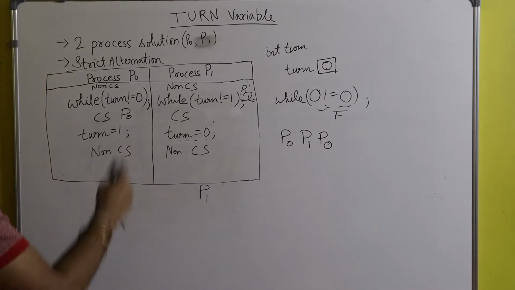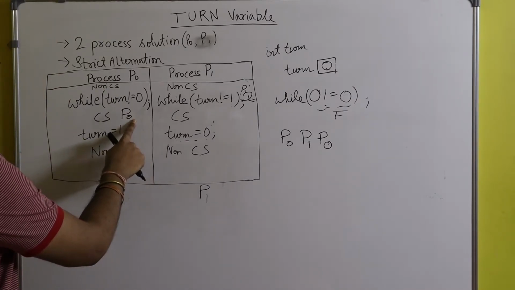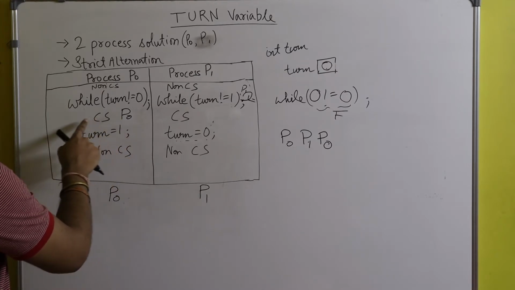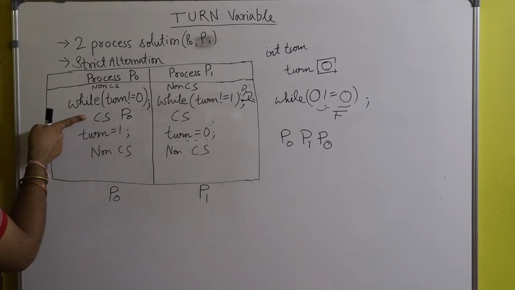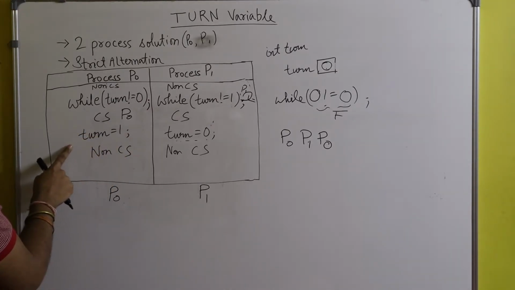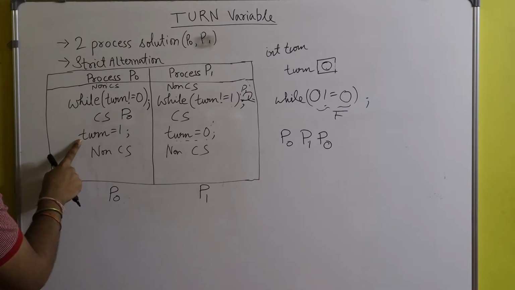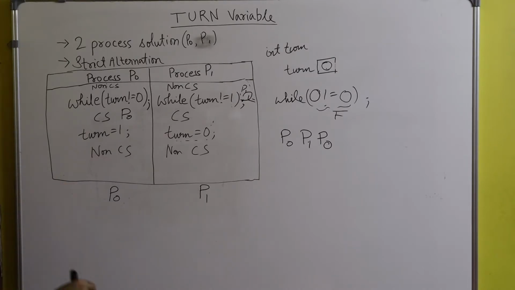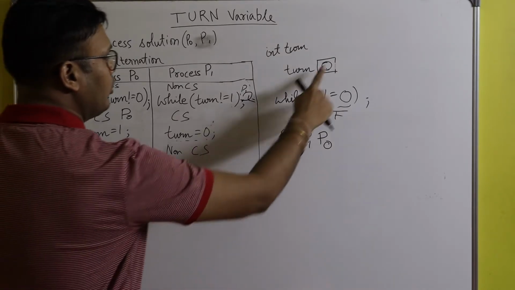So now you see, suppose P0 has completed its task inside the critical section. So now P0 comes out from the critical section. For this, P0 will make the value of turn as 1. So now P0 has made the value of turn as 1.